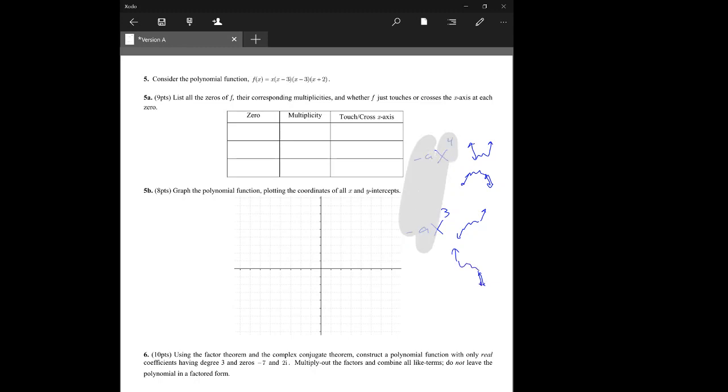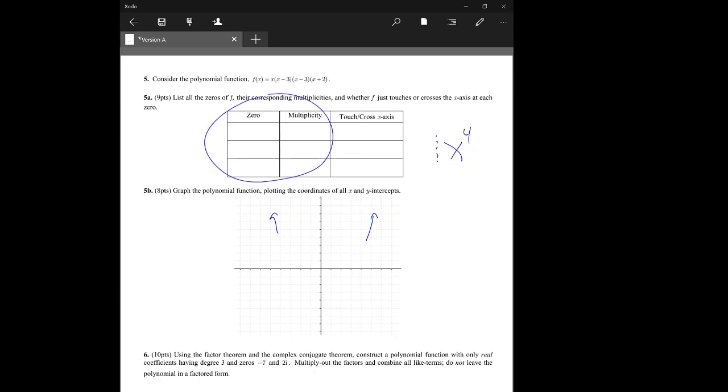But in this case, we have the even degree with an invisible one leading coefficient, so I know the arms on this graph are going to be both up. Alright, degree is one important thing. Then we've just got the x and y intercepts to worry about.